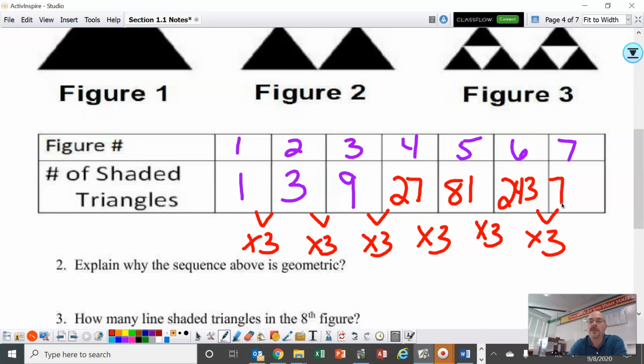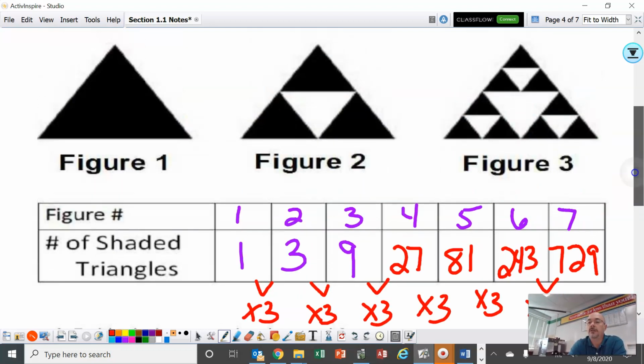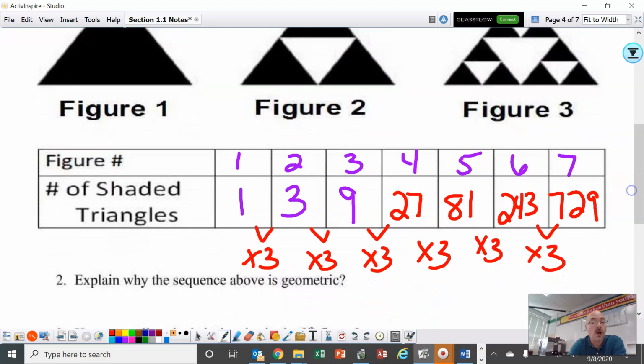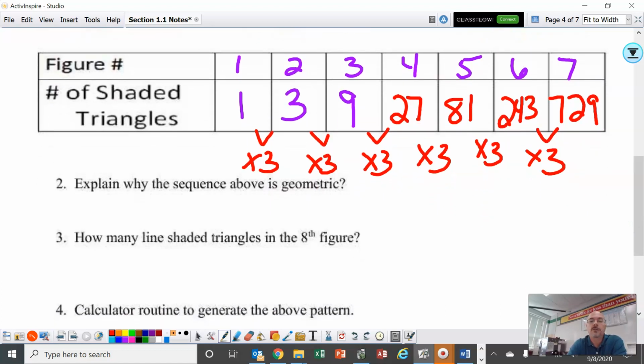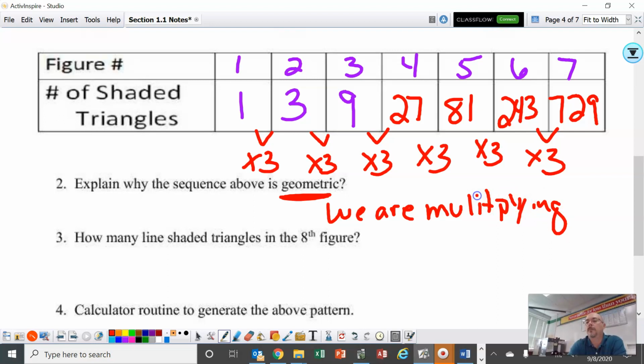Wow, so if we got to the 7th figure and we kept that pattern, we would end up with 729 shaded triangles. That's crazy. If you recall, that's exponential growth. We'll talk about that more later. So why is this one geometric? We are multiplying by 3.